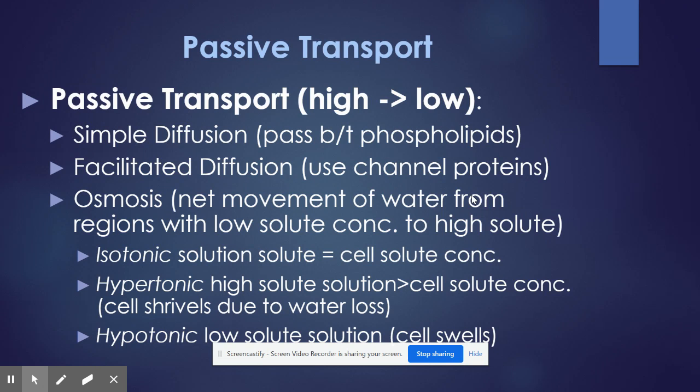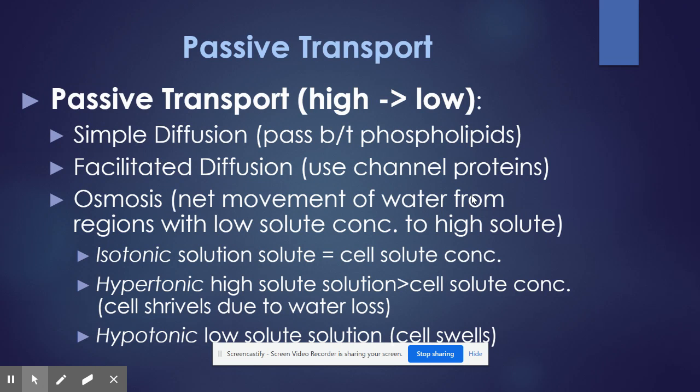So simple diffusion is for things like gases that just can slip right in between until there's equal amounts on both sides. Facilitated diffusion, these are things like ions and sugars and things that are too big to slip between the phospholipid molecules, so they need a protein channel. It's kind of like a tube or a sieve. So the facilitation is done by the protein.